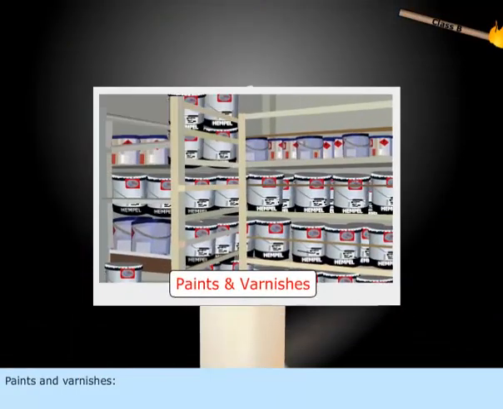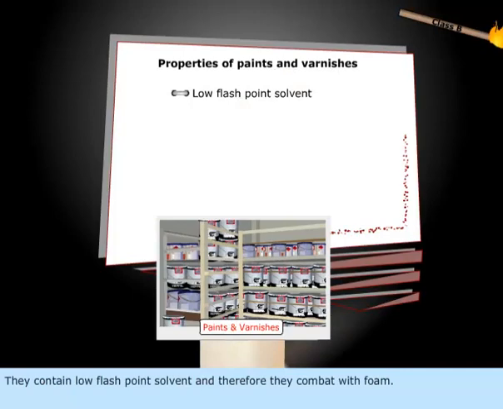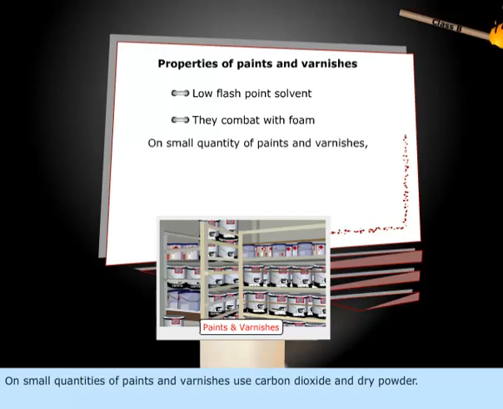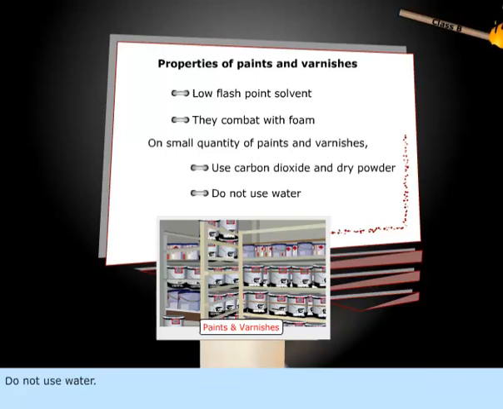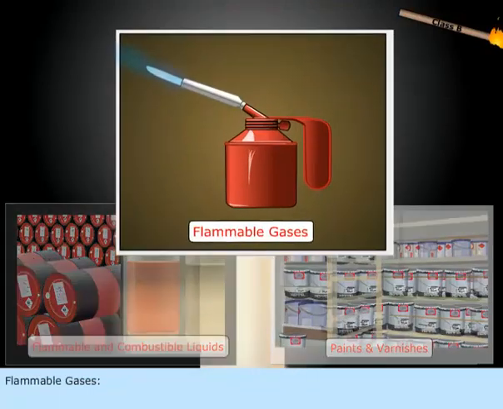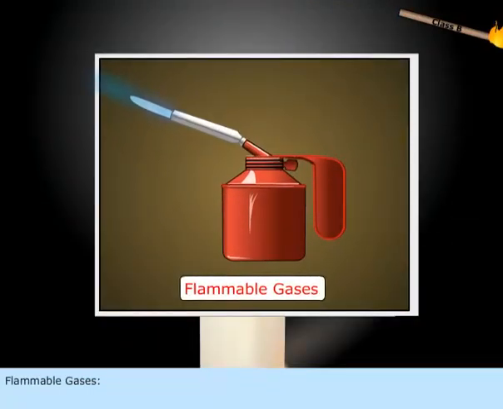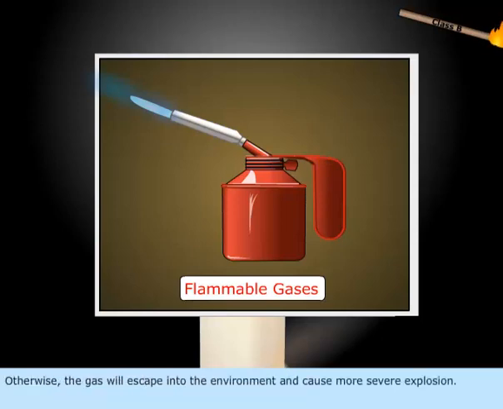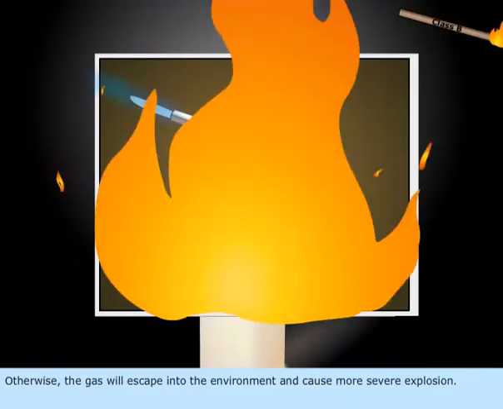Paints and varnishes. They contain low flash point solvents and therefore they are combated with foam. On small quantities of paints and varnishes, use carbon dioxide and dry powder. Do not use water. Flammable gases. Isolate the fuel supply. Otherwise, the gas will escape into the environment and cause a more severe explosion.